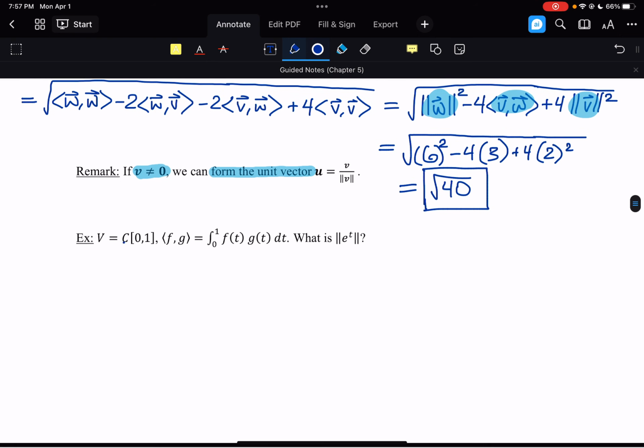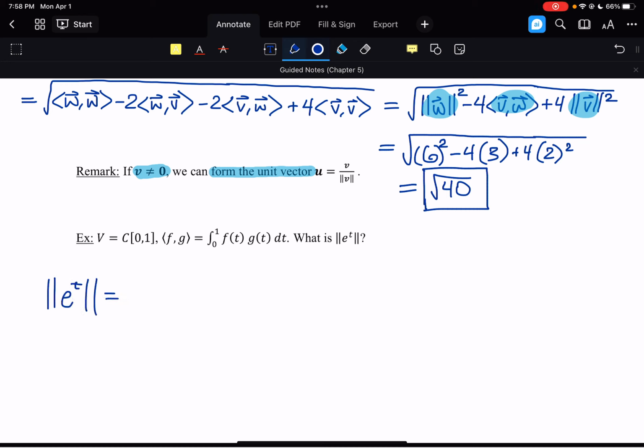given a vector space of continuous functions with inputs on the closed interval from 0 to 1, the inner product of f and g is the integral from 0 to 1 of f times g dt. What is the length of e to the t? E to the t is a function with inputs on the interval from 0 to 1, so it is a valid function on this vector space, and so we can perform this inner product on it.